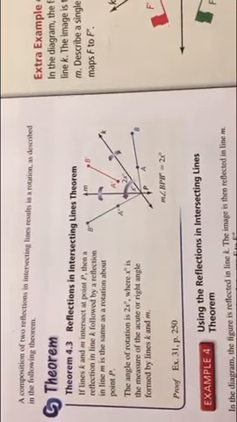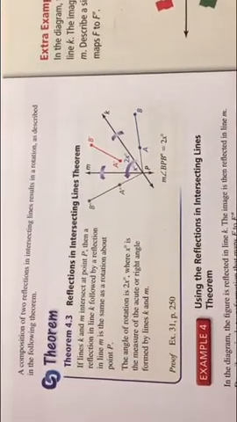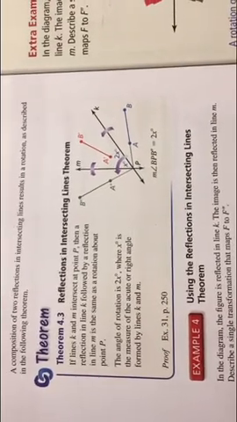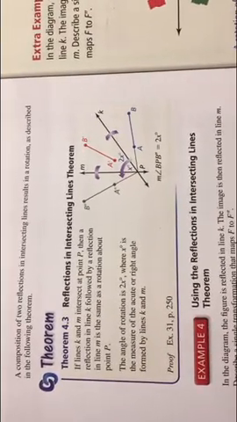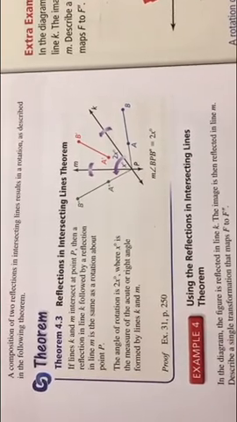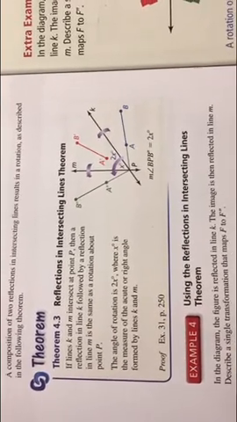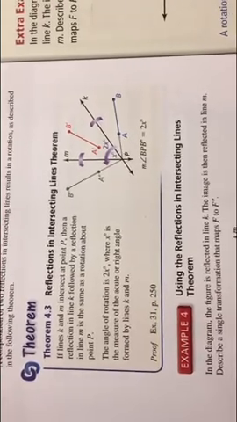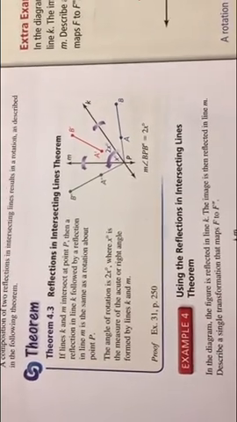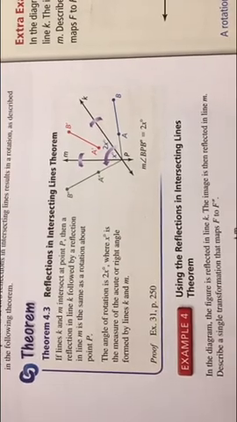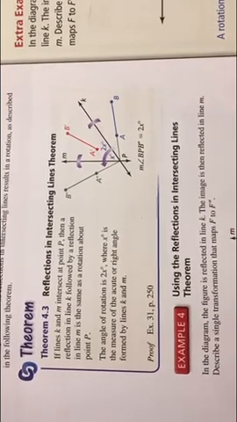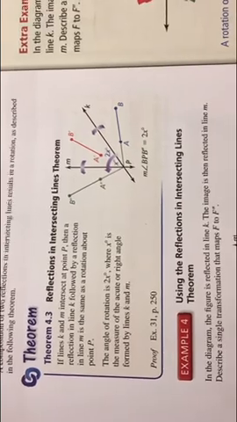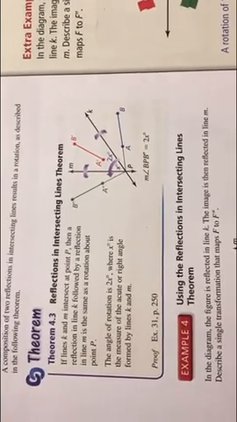Now, this theorem, it says right here, reflections and intersecting lines theorem. If lines K and M intersect at point P, then a reflection in line K followed by a reflection in line M is the same as a rotation about point P. Now, what kind of rotation? The angle of rotation is 2 times x degrees, where x is the measure of the acute or right angle formed by lines M and K.